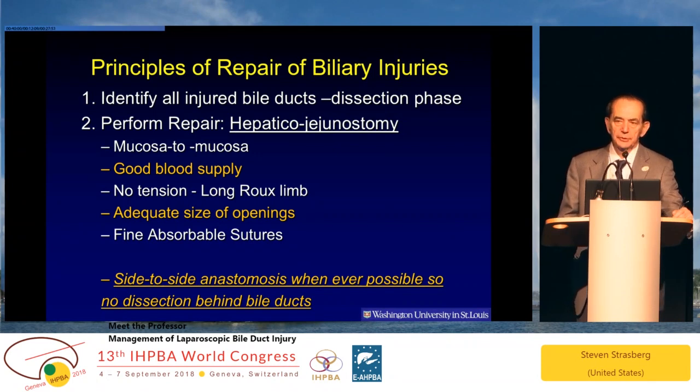So the principles of repair, and I'm going to talk for another 5 minutes and then turn it over to Dr. Fingerhut. The principles of repair are 2. The first is to identify all injured ducts, and that's a dissection phase. And we do this operation. The classic and still very good way of doing it is to dissect down the face of segment 4 until you get right down to where the ducts are, and then lower the hilar plate.